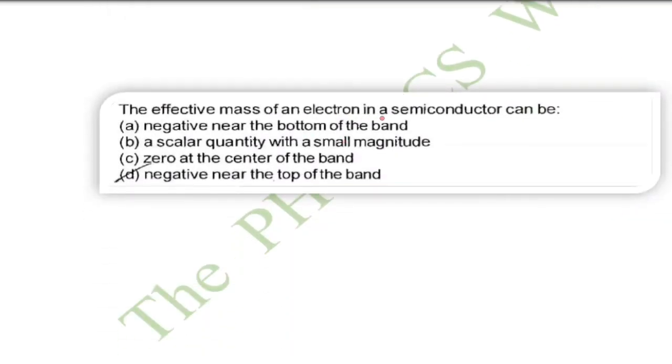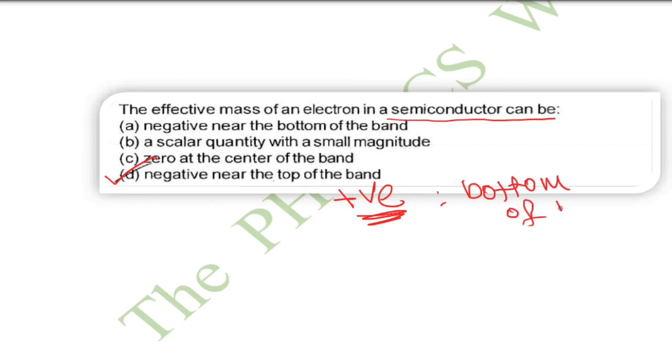Effective mass of an electron in a semiconductor can be negative near the top of the band, and the effective mass for an electron is positive at the bottom of the band.